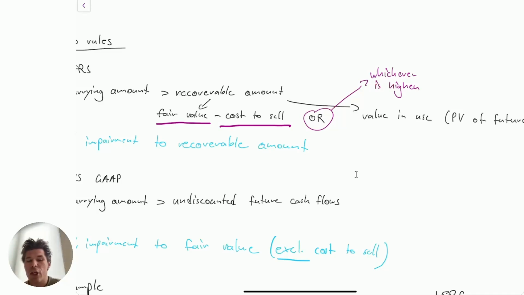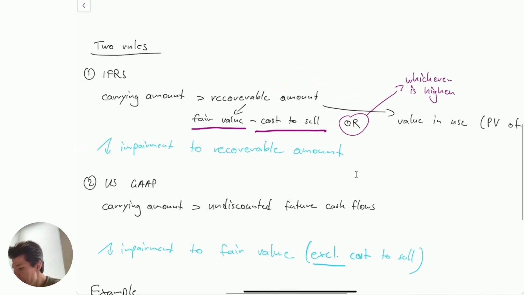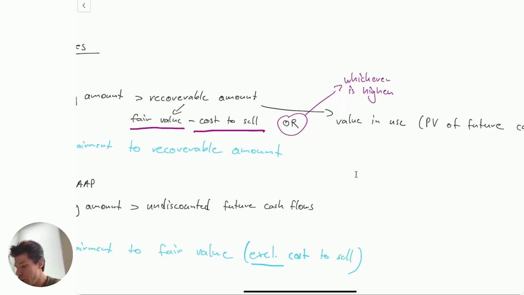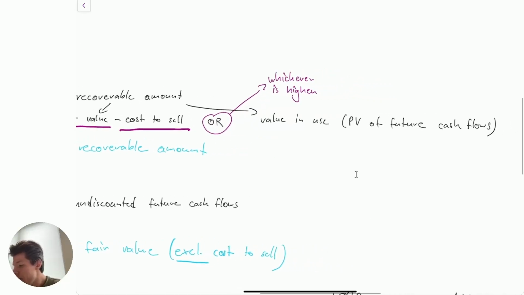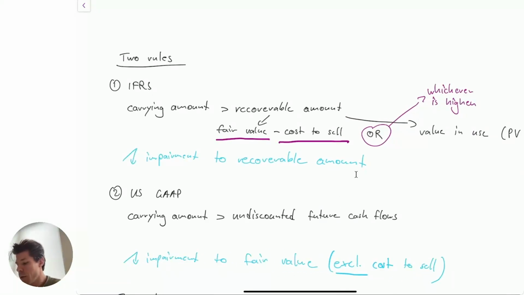Minus, are there any costs to clean the asset, to package the asset, and so on. So what is the amount compared to value in use, the present value of future cash flow? Because the machine still generates hopefully some value. So what you do, you compare both of them, fair value minus cost to sell, with the value in use, the present value of future cash flow, and whatever is higher is your recoverable amount.